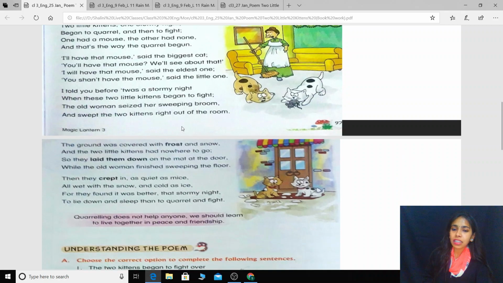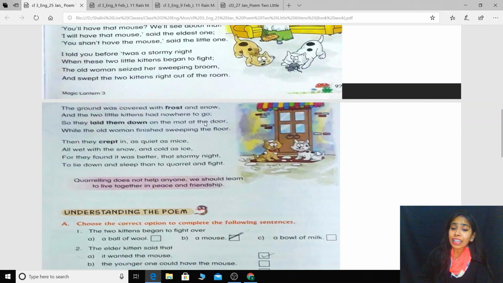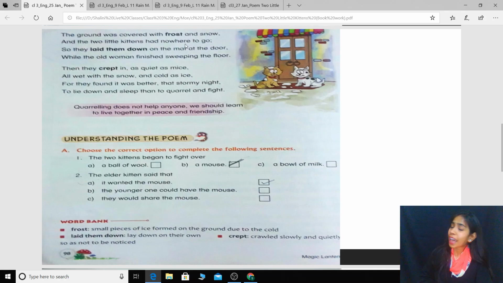The old woman seized her sweeping broom and swept the two little kittens right off the room. The ground was covered with frost and snow, and the two little kittens had nowhere to go. So they let them down on the mat on the door while the old woman finished sweeping the floor. Then they crept in as quiet as mice, all wet with the snow and cold as ice. For they found it was better that stormy night to lie down and sleep than to quarrel and fight, right?